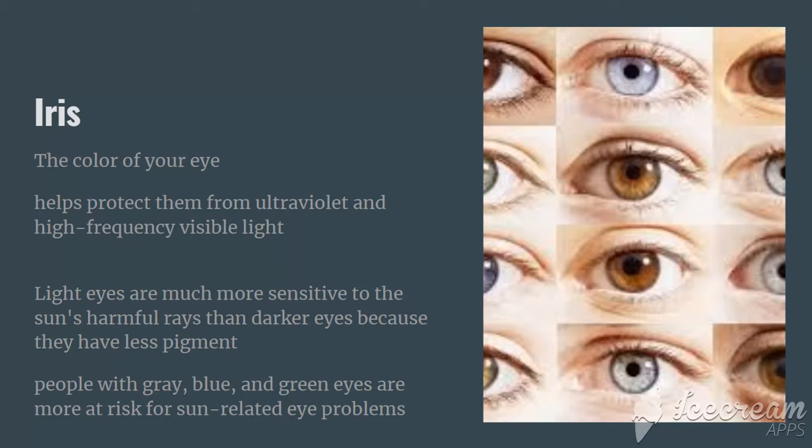Melanin in the iris. Melanin helps determine the color of your iris. It helps protect the iris from ultraviolet and high frequency visible light. Lighter eyes are much more sensitive to the sun's harmful rays than darker eyes because they have less pigment. People with gray, blue, and green eyes are more at risk for sun-related eye problems.